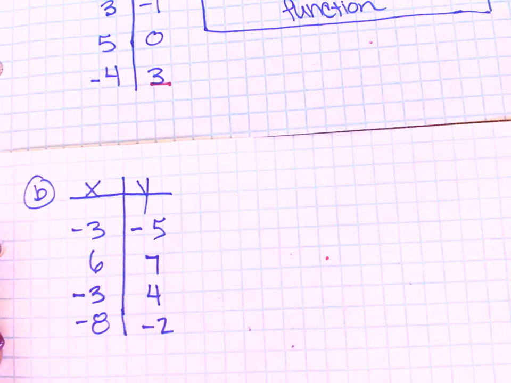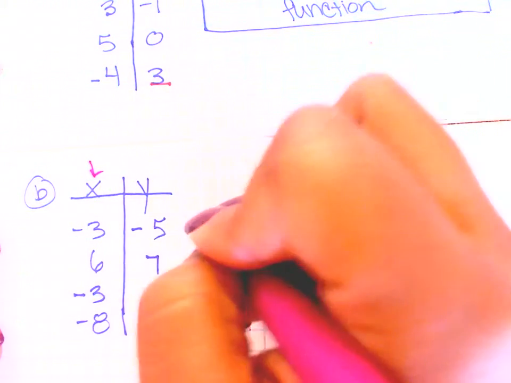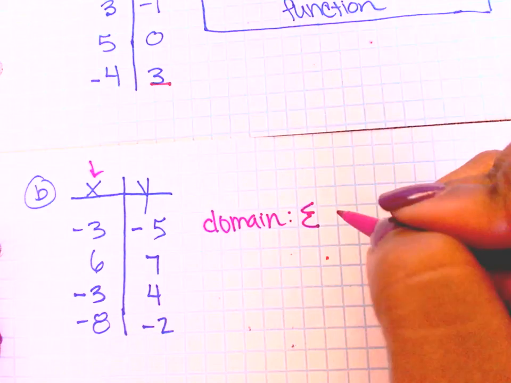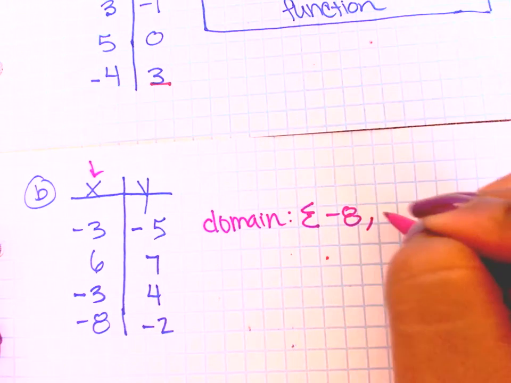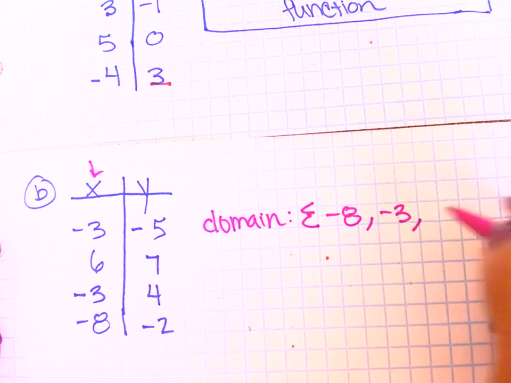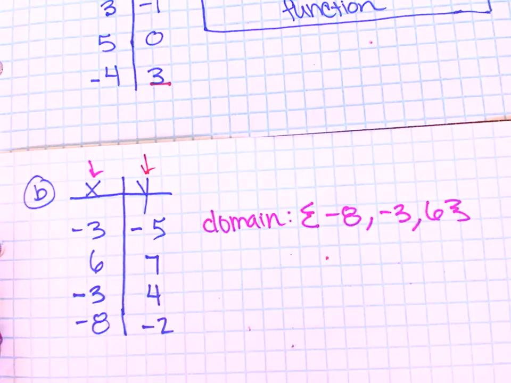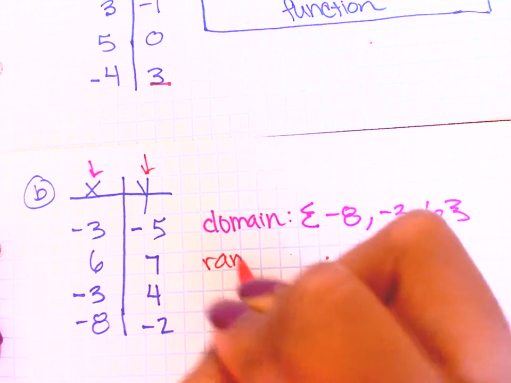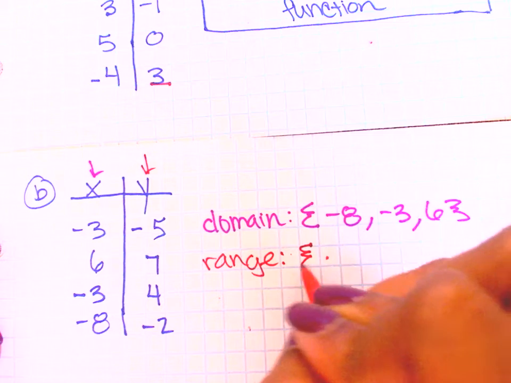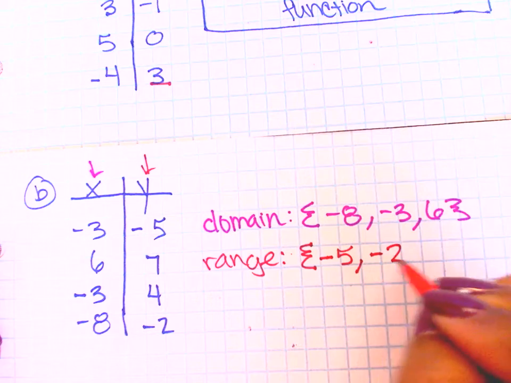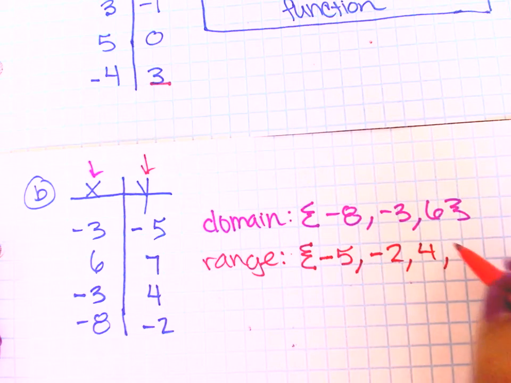Same directions, write my domain, which is my X's. So, domain, which is all of the X's. Okay, I have -8, -3, I don't need to write it twice, and 6. Then I need to write my ranges, which are my Y's. Write the word range. I have, in order, -5, -2 from least to greatest, 4, and 7.